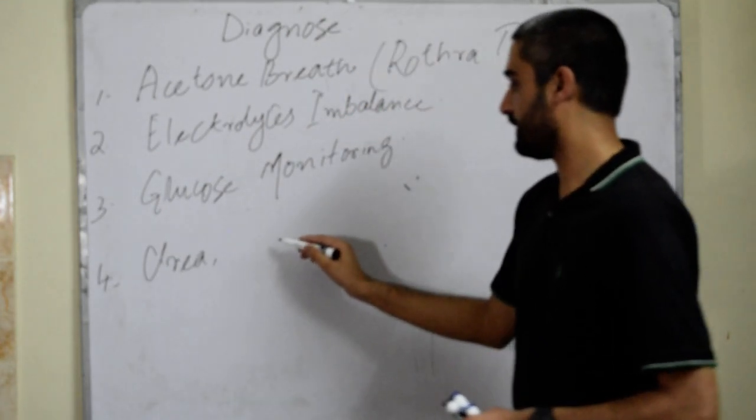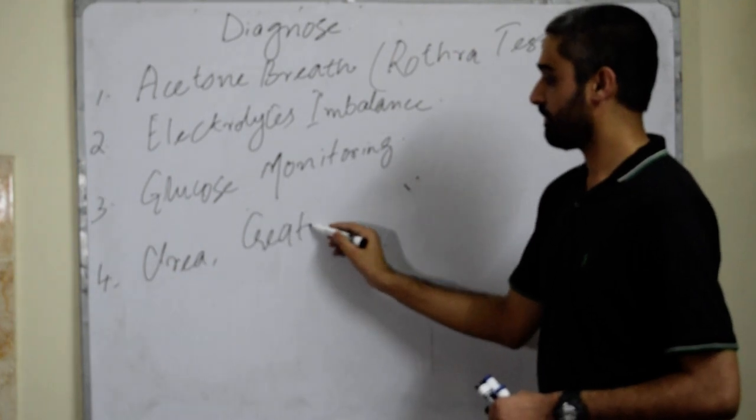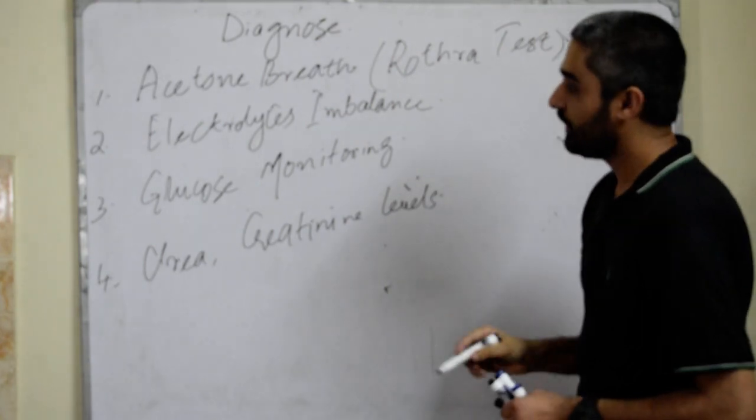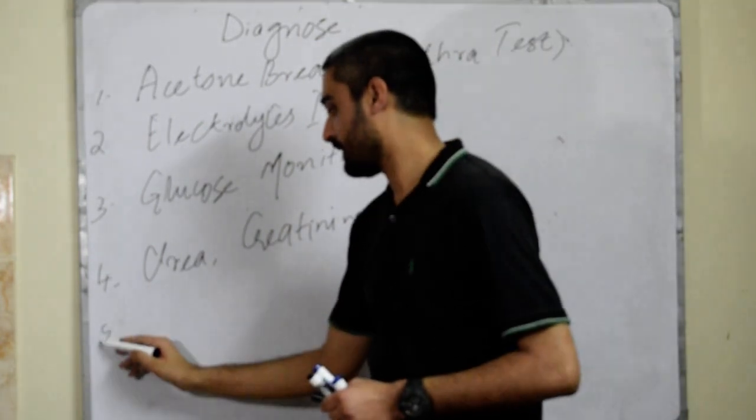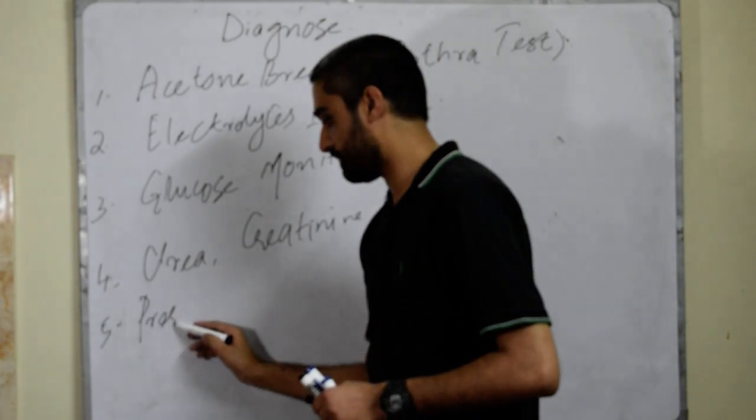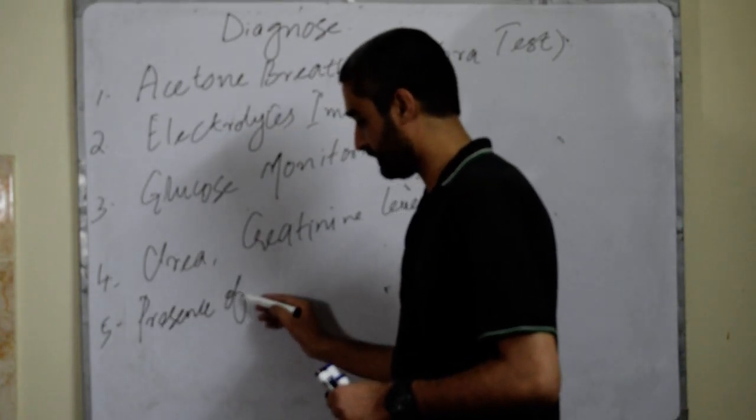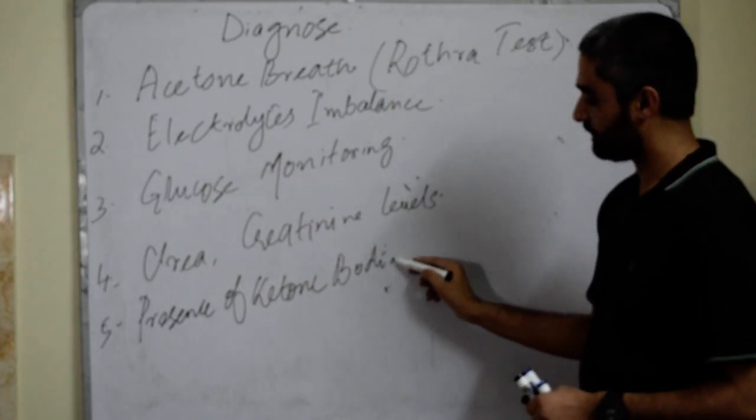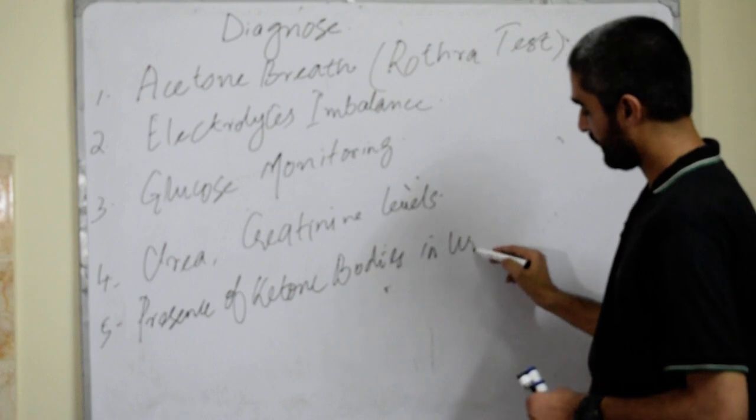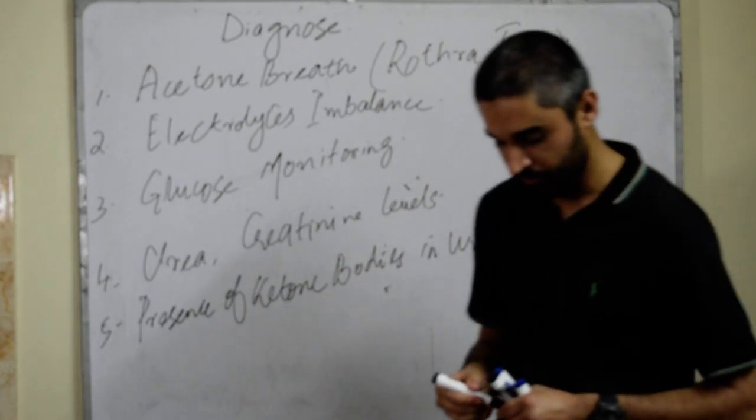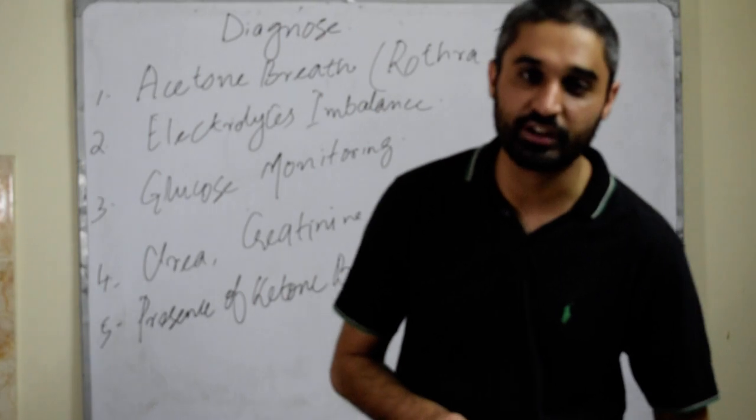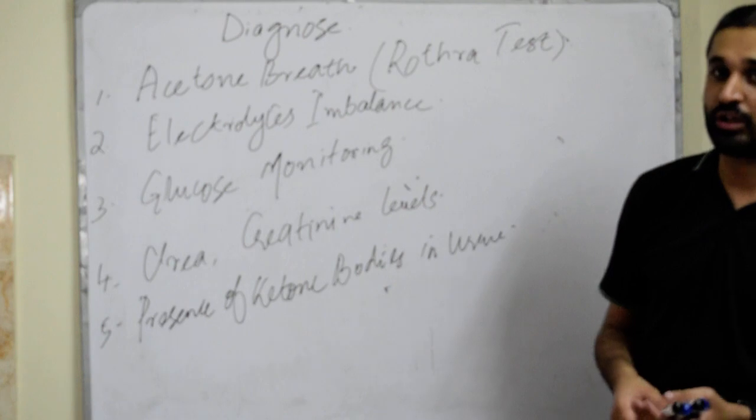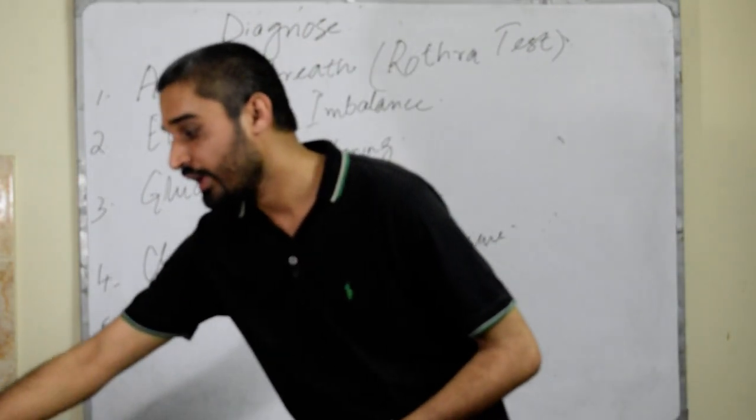Urea and creatinine levels in the body. And the last one, presence of ketone bodies in urine. So all of these conditions will lead to the diagnosis of the patient with ketonemia, ketonuria or ketosis.